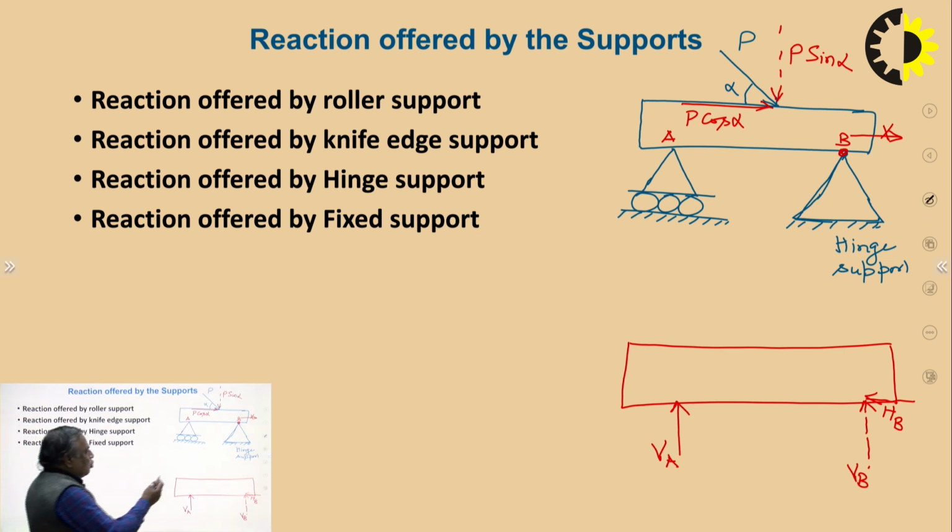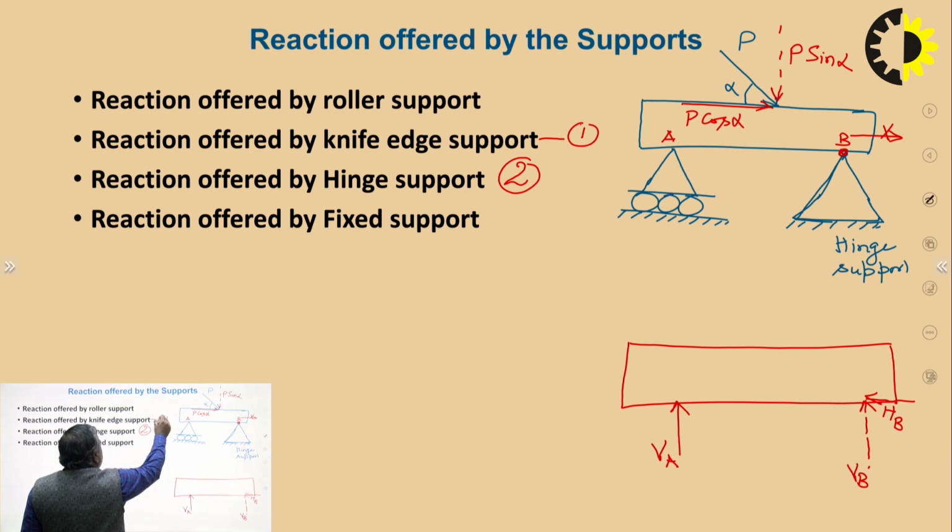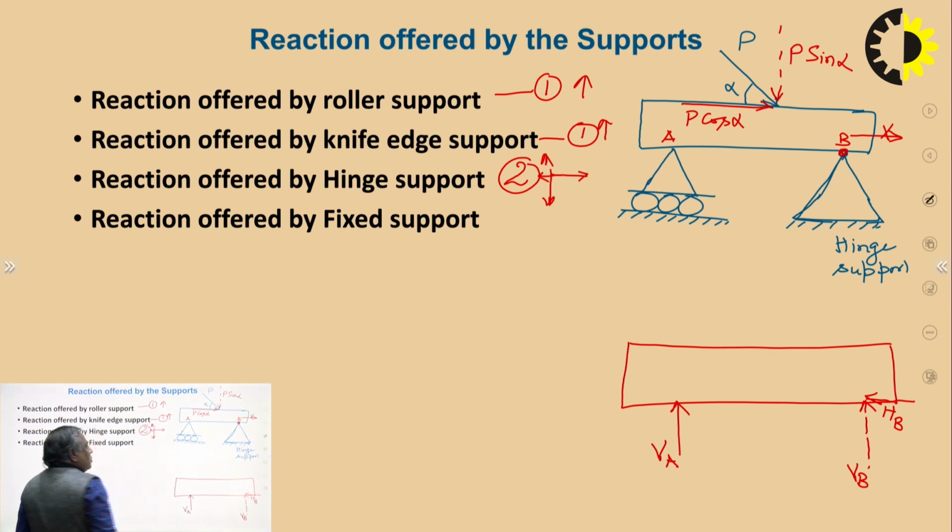So, hinge support will offer how many reactions? Always two. Knife edge, it will offer one. Roller support, it will offer one. This is in vertical direction, and in the horizontal direction, leftward, rightward, upward, downward. But it will not offer any resistance against the rotation, so it will not offer any moment reaction.